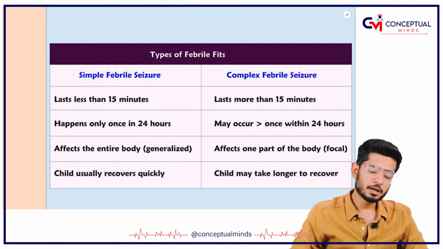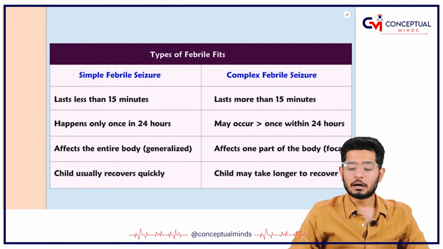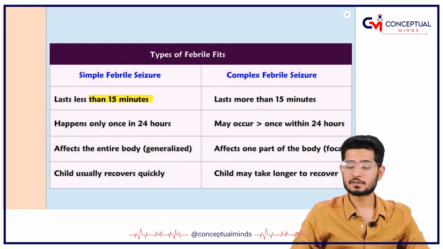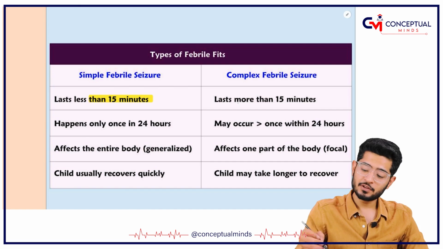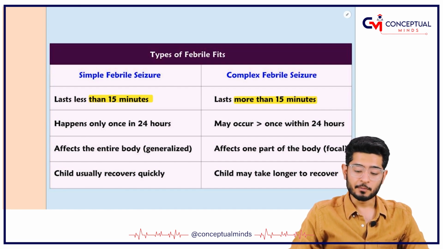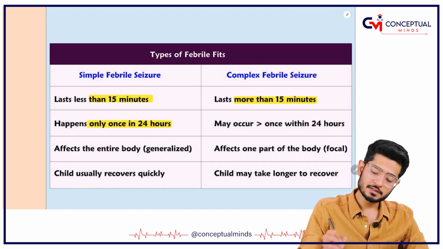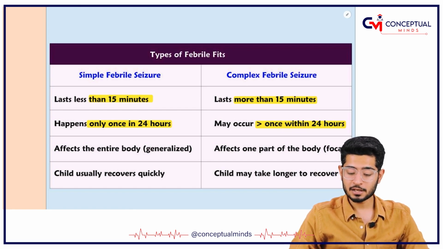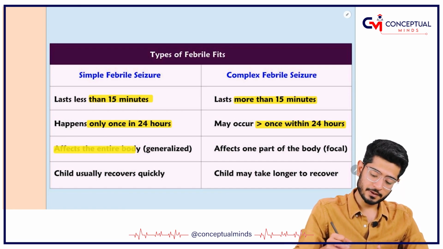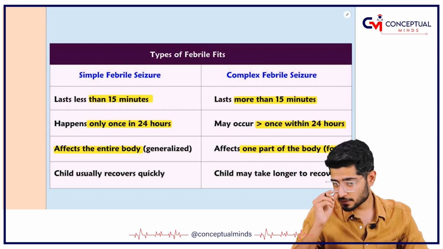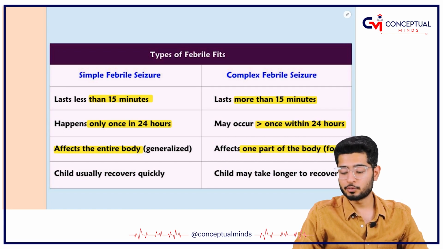Coming on to the important table, now what do you mean by simple febrile seizure or complex febrile seizure? Please understand, one that lasts less than 15 minutes is called a simple febrile seizure, whereas one that lasts more than 15 minutes is called a complex febrile seizure. Now, the simple one occurs only once in 24 hours, whereas a complex febrile seizure can occur more than once within 24 hours. Okay. A simple febrile seizure affects the entire body, and the complex one has a good deal of complexity because it is focal. It is going to involve only one part.